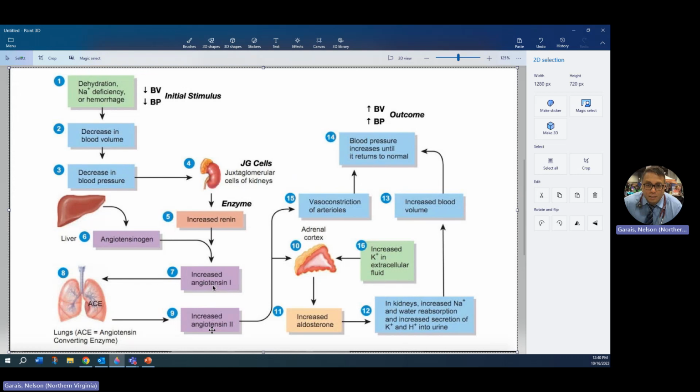Angiotensin 1 then gets converted to angiotensin 2 because of ACE, angiotensin converting enzyme, and those are found in your lungs.